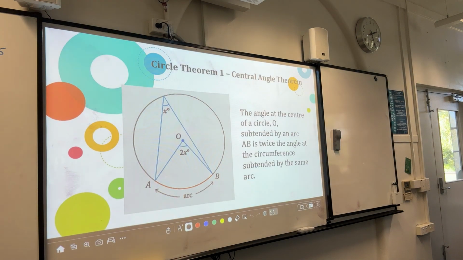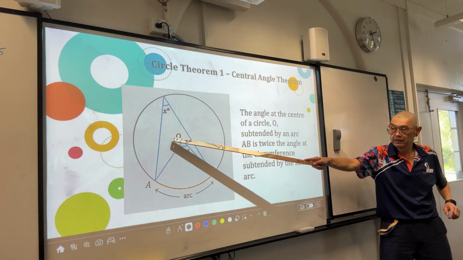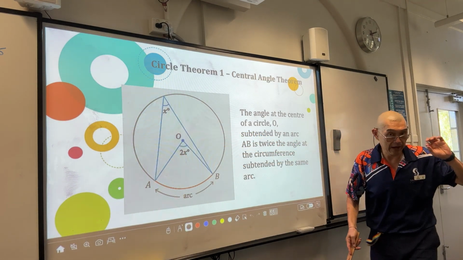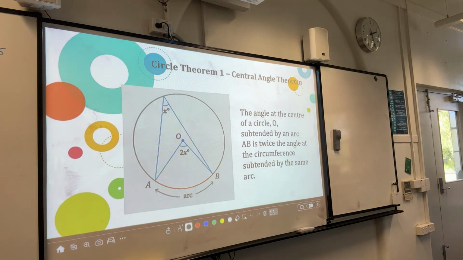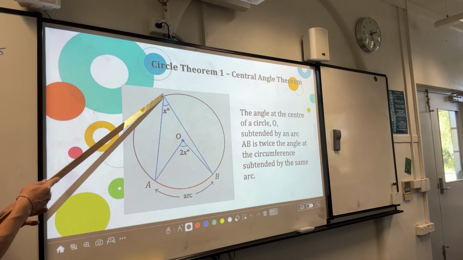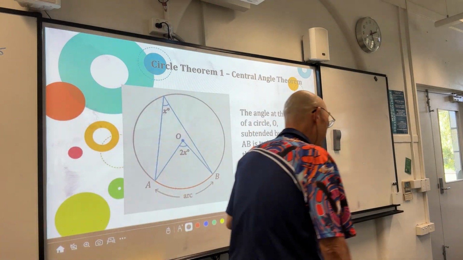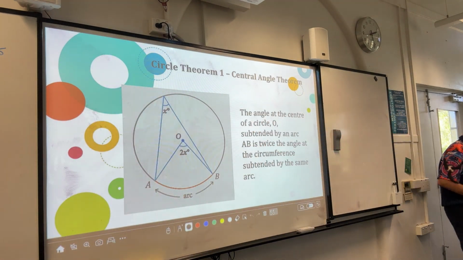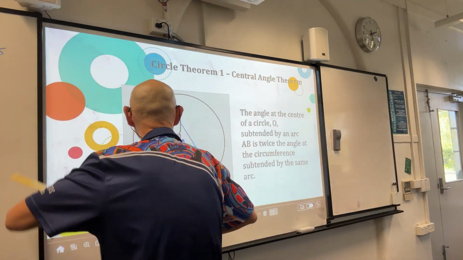Now, how am I going to prove that this is double that one? One thing for proving angles in circle theorems: if you look at a situation like this, I always start from the center O and draw a radius up to this point. Why would I do that? In a lot of proofs, you will need to be able to do that.